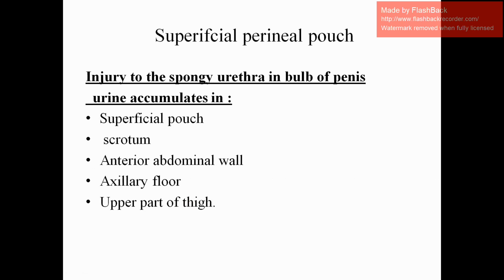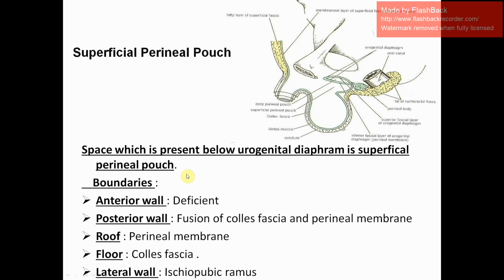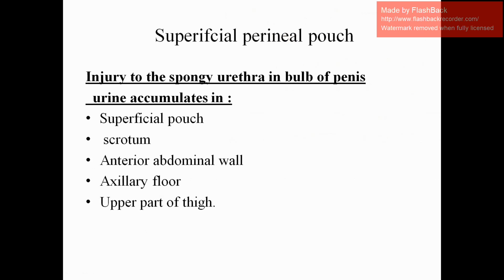In the superficial perineal pouch, if there is injury to the spongy urethra in the bulb of the penis, so here lies the spongy urethra. If there is injury in this, the urine accumulates in the superficial pouch. It goes to the scrotum, then to the anterior abdominal wall, and in the upper part of the thigh, and it reaches the axillary floor also.